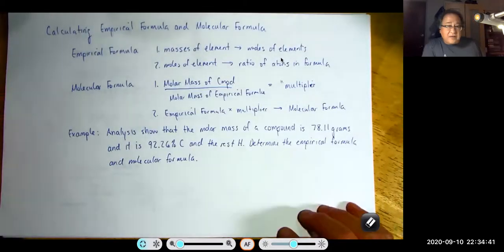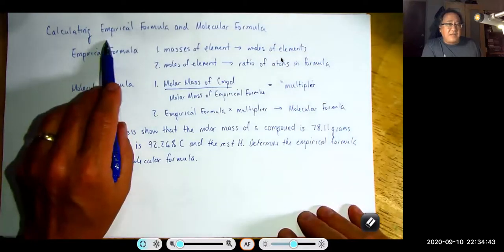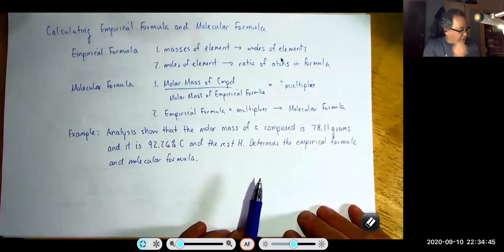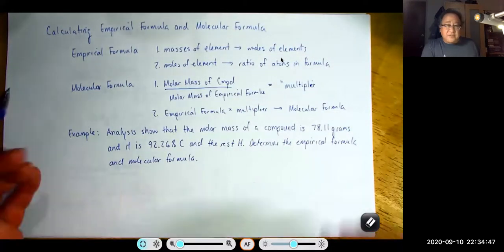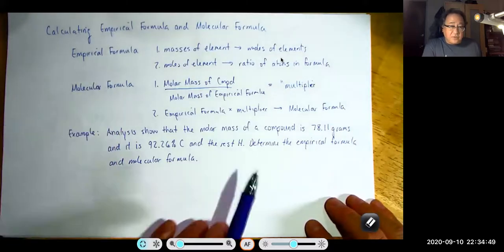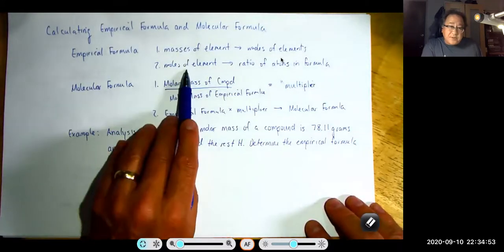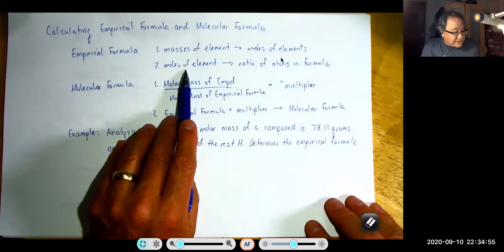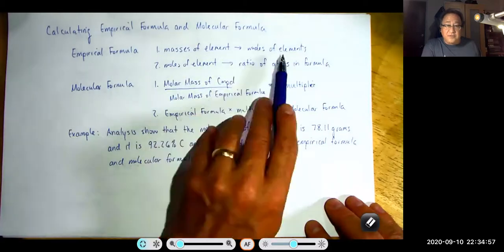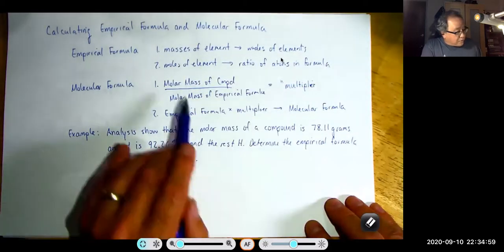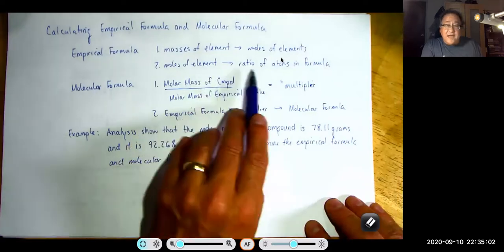Now, let's look at calculating empirical formula and molecular formula. So in general, here's how you do it. First, you calculate the empirical formula, and this is a very shortened description of how you do it. You get masses of the elements, turn them into moles of the elements. Then you take the moles of the elements and turn them into ratios of atoms in the formula.